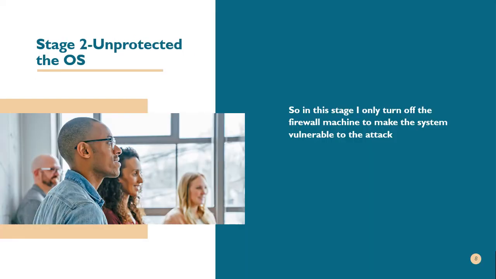For stage 2, which is unprotecting the operating system, in this stage I only turned off the firewall on the machine to make the system vulnerable to the attack, and I also installed Adobe Reader with a specific version.